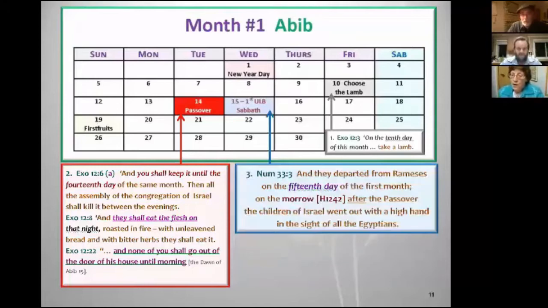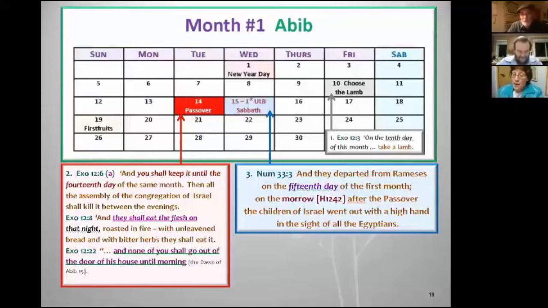In Numbers 33:3, it tells us that they departed from Ramses on the 15th day of the first month, on the morrow after the Passover. The children of Israel went out with a high hand in the sight of all the Egyptians. You can't get it clearer than that.